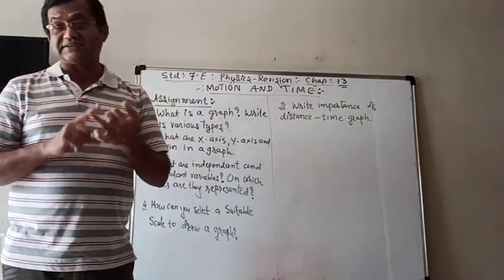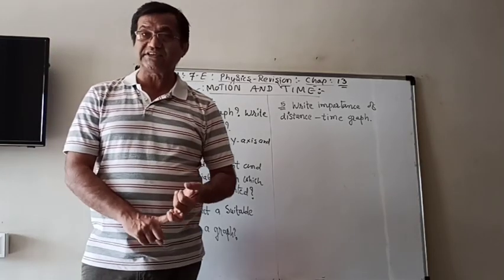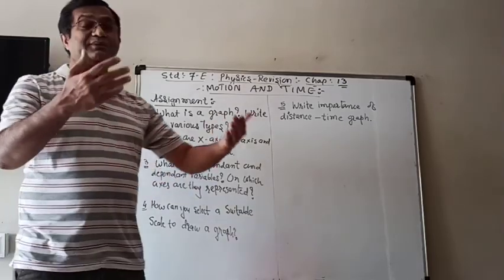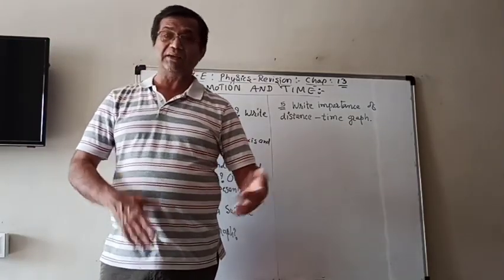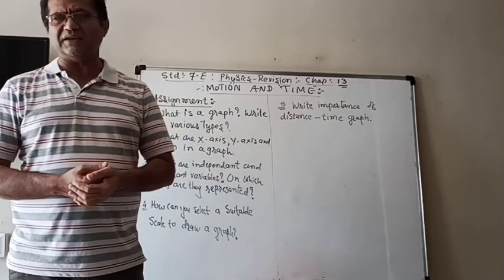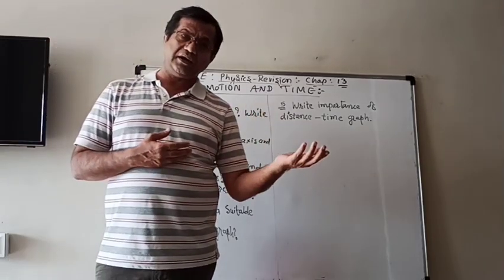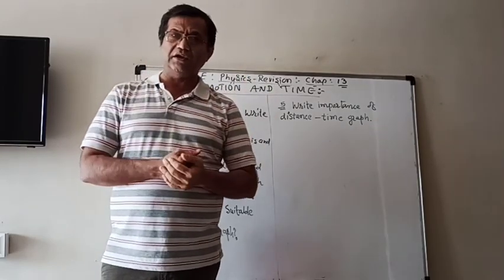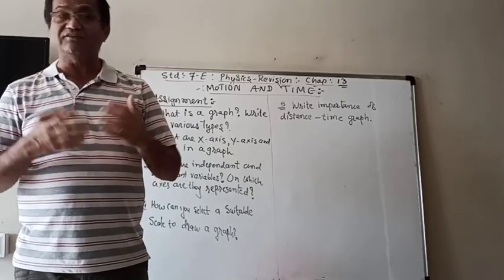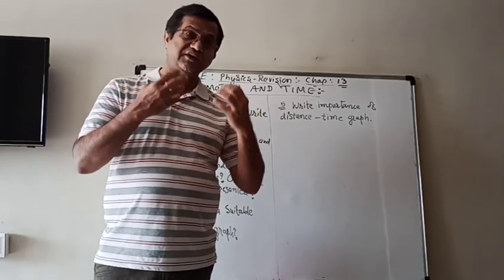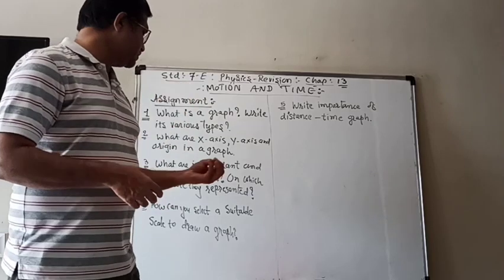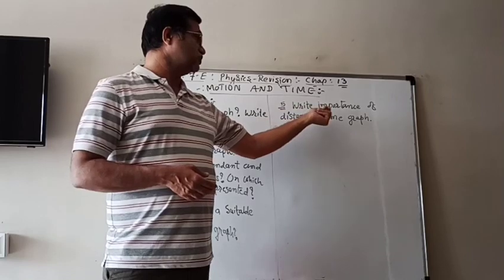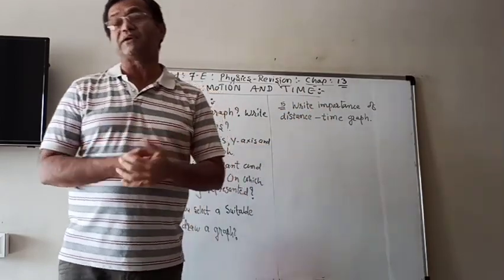We learned about the axes like x-axis, y-axis, and what the origin is. Also we learned about different types of variables, like dependent variables and independent variables, and that the independent variable is on the x-axis and the dependent variable is represented on the y-axis. Then we have to choose the scale and what things we have to remember while choosing a suitable scale, and lastly we saw the importance of the distance time graph.